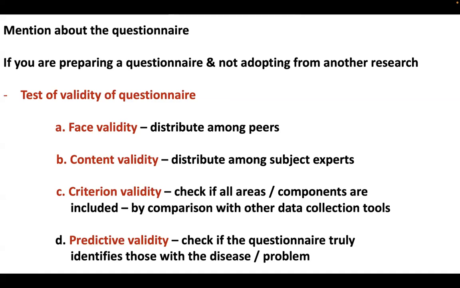So content validity will be done by distributing among subject experts. After that, they will check: okay, question number 1, fine. Question number 2, not needed. Question number 3, fine. Question number 4, fine, like that. So each subject expert will come with some comments. Question number 1 to 10 is okay. 11th and 12th questions can be avoided because they are repeating the previous component. Understood? So that's the subject experts.